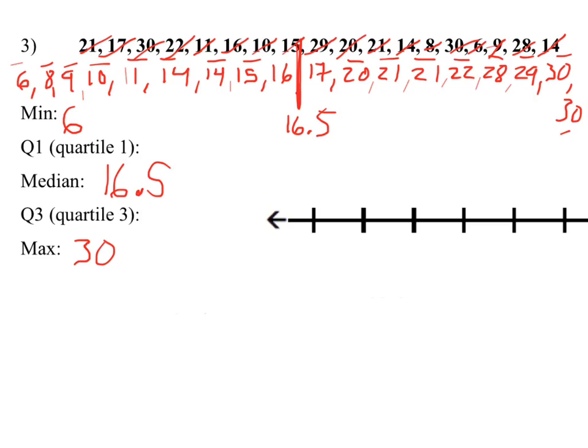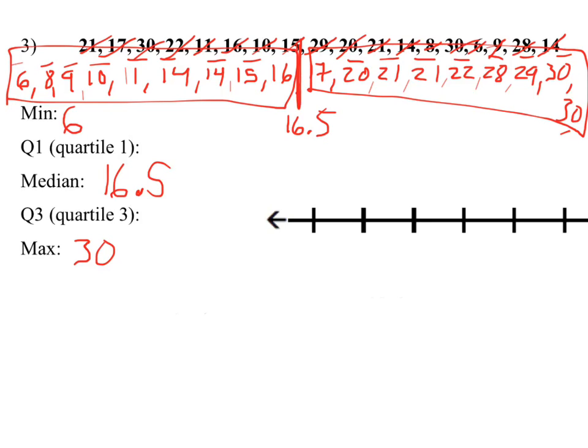Alright, so I went through and figured out my median, which is going to be 16.5, because it's halfway between those middle two numbers of 16 and 17. And now I can get my quartiles by splitting my data into two sections. Remember to exclude the median, which is really easy because it's not actually part of the data set. And you get the middle of these.